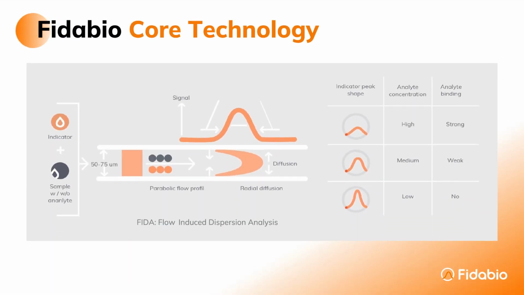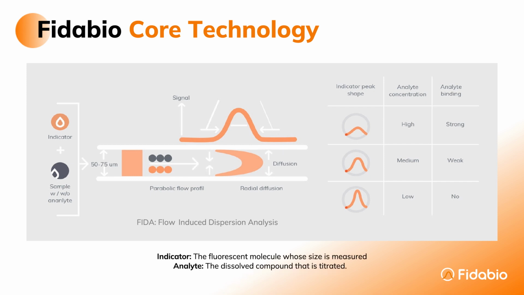But first, a brief reminder on the terminology and FIDA assay setups, as we will be using multiple different strategies for this type of assay. A FIDA experiment measures the hydrodynamic radius of a fluorescent molecule by characterizing its diffusivity. Two important FIDA terms here are indicator and analyte. The indicator is the fluorescent molecules whose size is measured, and the analyte is the compound that is titrated.